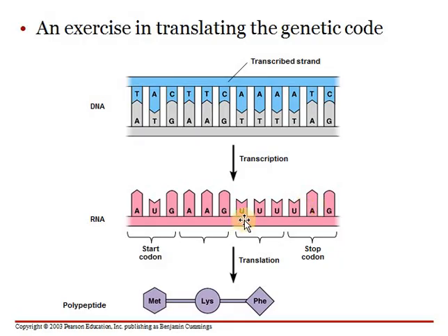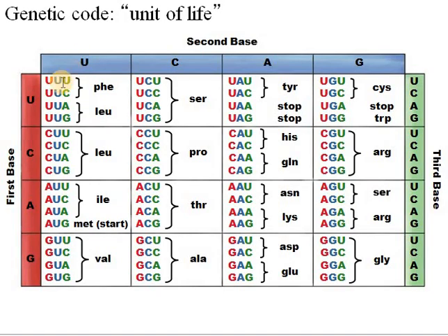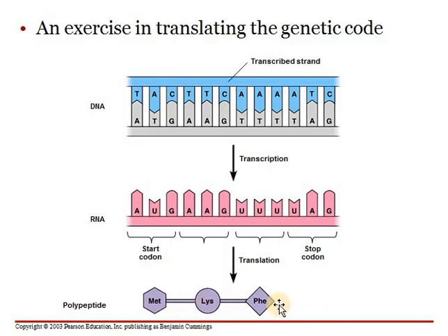What is the third? UUU. Let us find it. UUU, the first one, is PHE. So let us write PHE, right? And the fourth one is UAG. UAG is a stop codon, so you stop, right? So this is how you make the polypeptide chain. I hope you understood how to create this polypeptide chain.